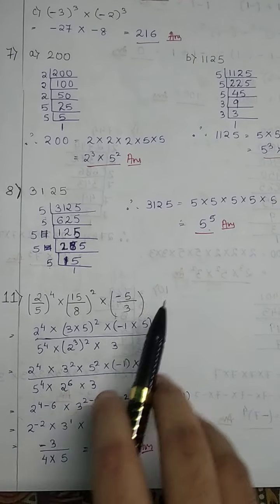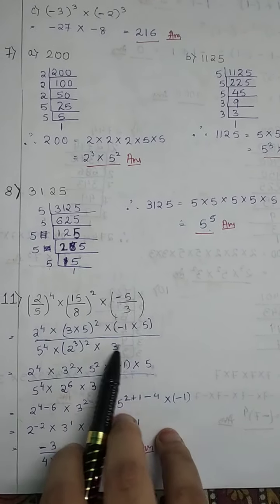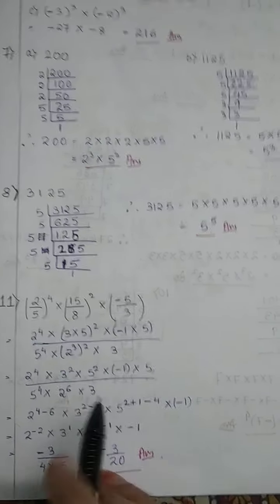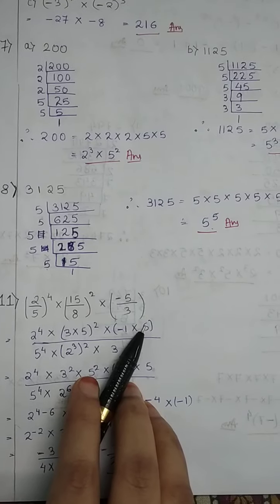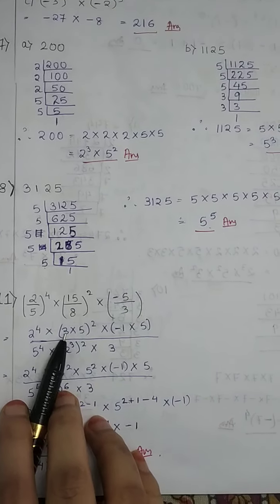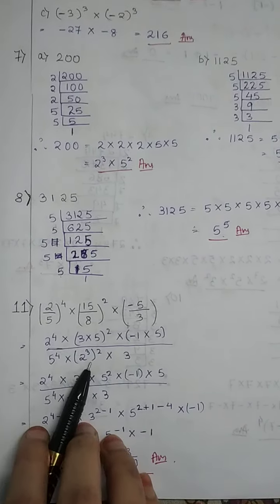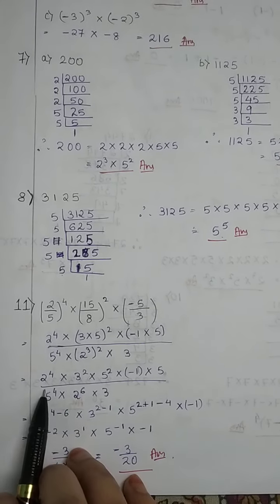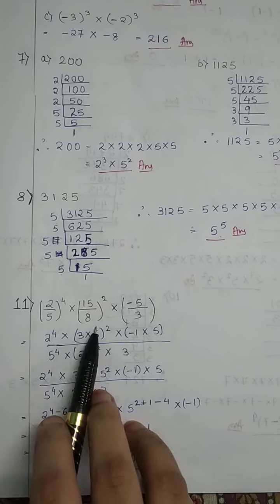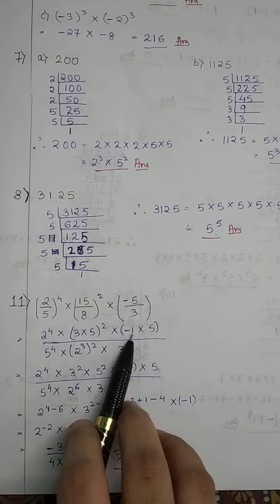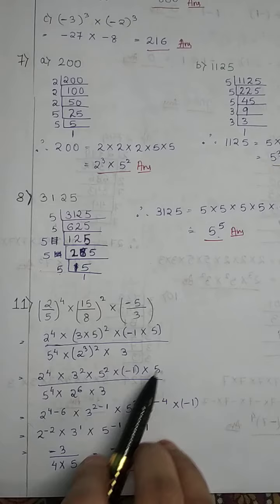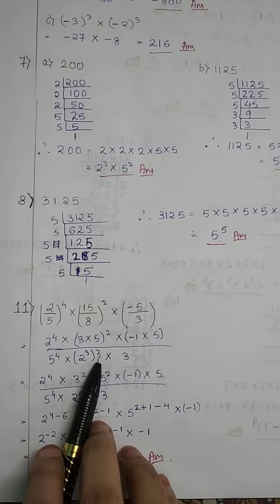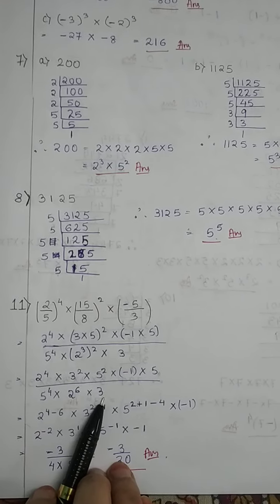So we'll write 2. Then minus 5 we can write as minus 1 into 5 and 3. Now we can see here there is 5, here also 5, here also 5. 3 is here, 3 is here, 2 is here, 2 is here. Now we will just solve the same numbers. So first of all, see the powers. 2 to the power 4, 3 to the power 2, 5 to the power 2, minus 1 separately, 5 written separately. Now in the denominator, 5 to the power 4, 3 multiplied 2 is 6, so 2 to the power 6 and 3.